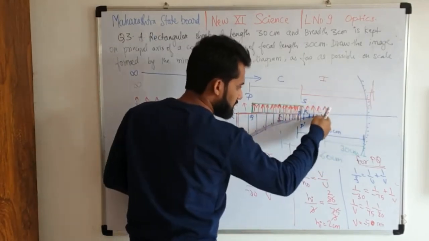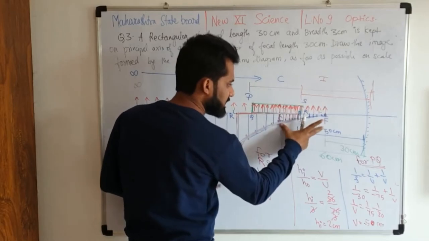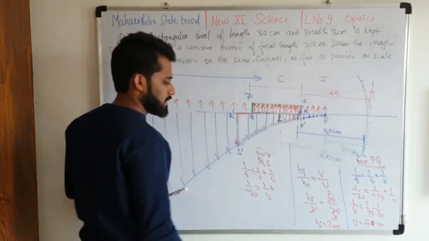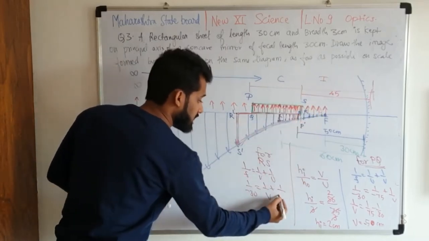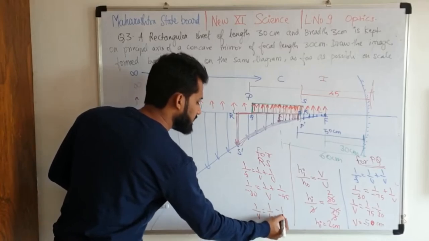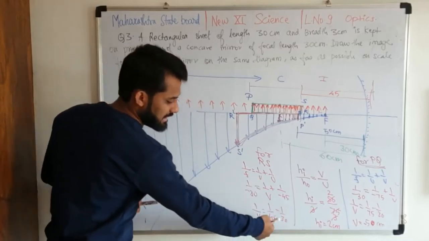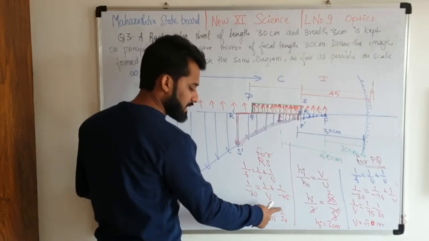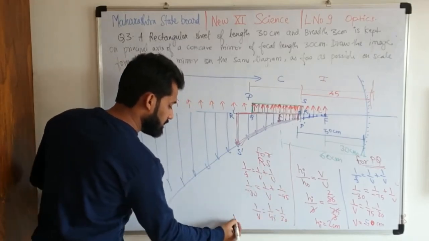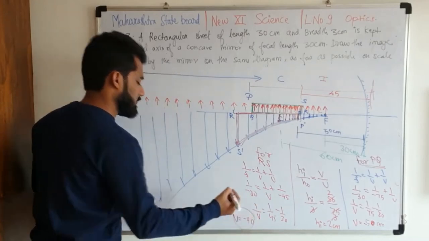This SR is between F and C exactly. Ye 30 cm, ye 50 hai. So it will be 30 plus 50, 45. So if I use 1 by sign convention, minus 45. Aur ye solve kiya agar 1 by V is 1 by 45, minus 1 by 30. Solve kiya, LCM is 90. This will require 2, this will require 3. 2 minus 3 is 1, minus 1. So answer comes out to be V is equal to minus 90.